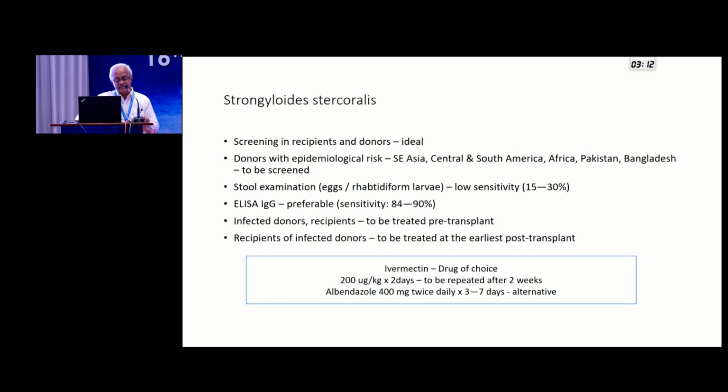Better to go for ELISA, IgG. Sensitivity is up to 90%. And ideally, you have to treat both the recipients and donors pre-transplant itself. But it does not preclude transplant. It does not make you postpone transplant. You start the treatment once you pick up the infection at the earliest. Ivermectin is the drug of choice.